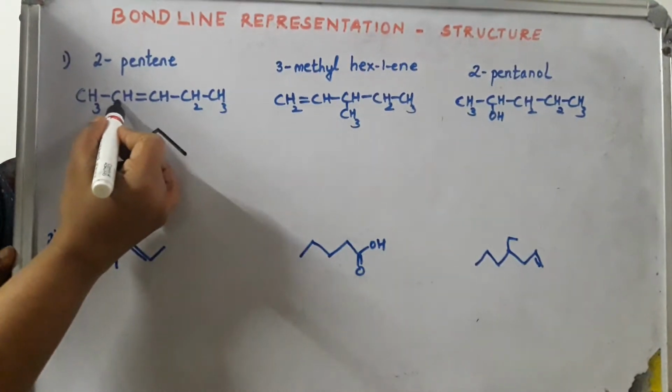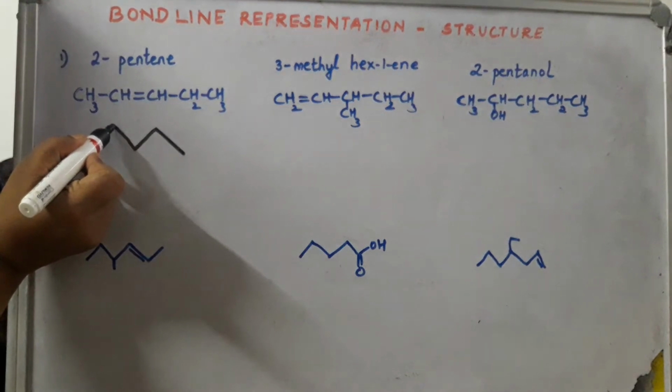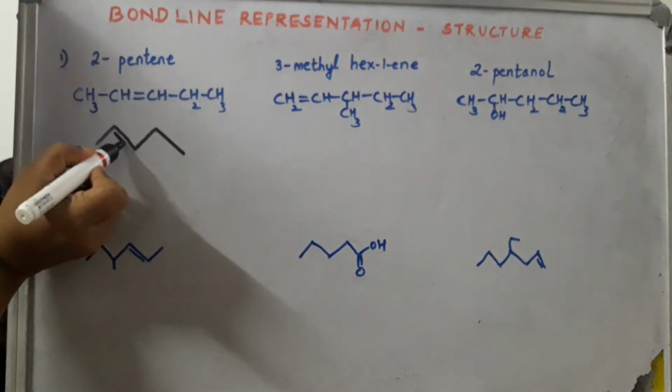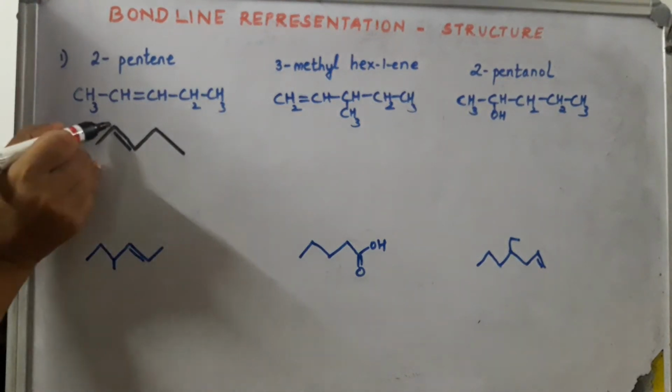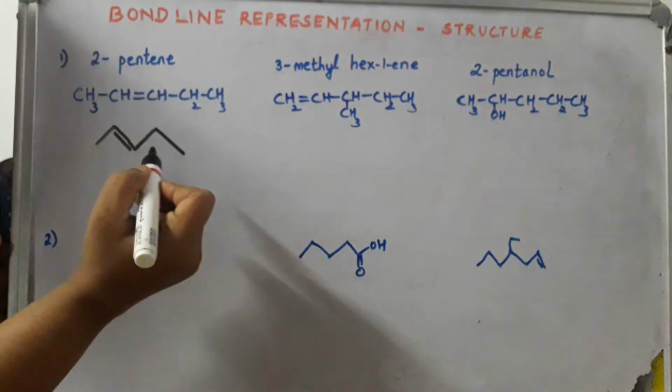Now after the second carbon there is a double bond. So put the double bond between the second and third carbon. So this is how we represent the structure for 2-pentene.